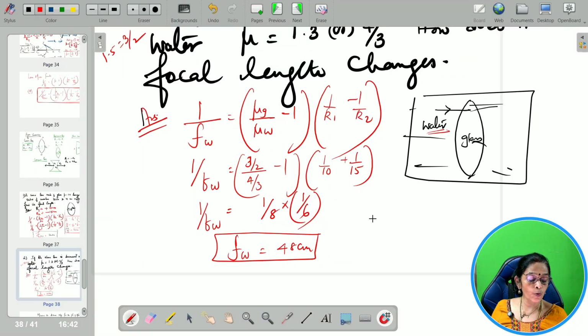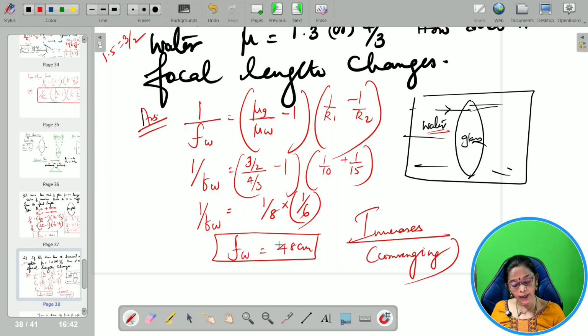So what is happening to the focal length? Increases. Still it is converging. How do you know it is converging? Because you are getting a positive sign. So hope you understand the convex lens concept. Hope you understand the TIR concept. Hope you understand the lens maker's formula and the problem related to the lens maker's formula.